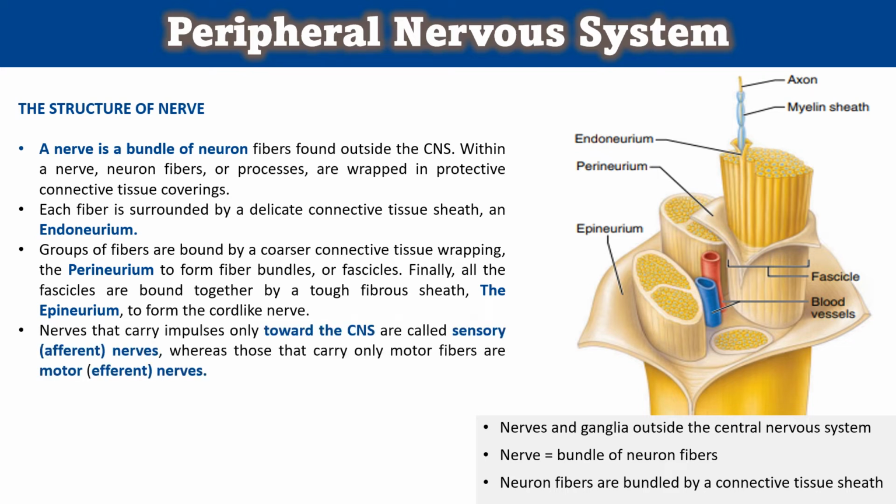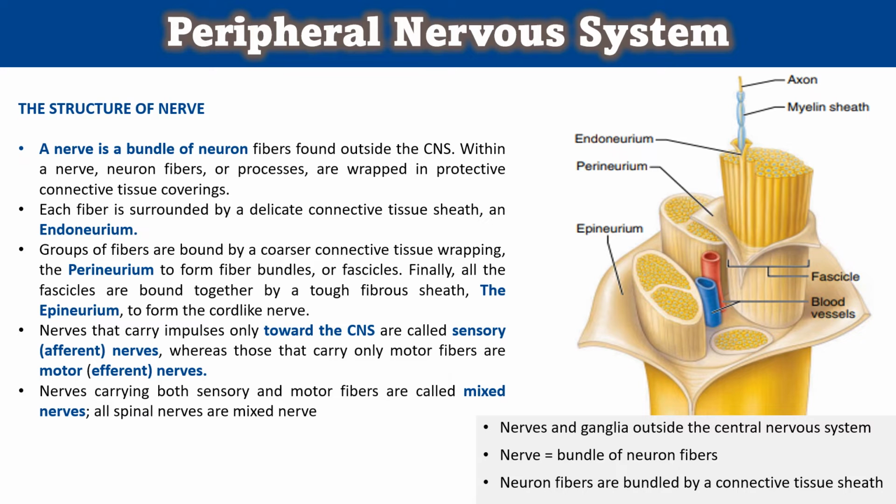Nerves that carry impulses toward the CNS are called sensory or afferent nerves, whereas those that carry only motor fibers are called motor or efferent nerves. Nerves carrying both sensory and motor fibers are called mixed nerves. All spinal nerves are mixed nerves.